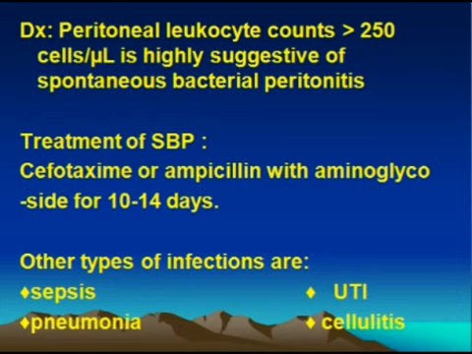Diagnosis is by doing peritoneal aspirate; a peritoneal leukocyte count of more than 250 cells per cubic millimeter is highly suggestive of spontaneous bacterial peritonitis. Treatment is by use of a third generation cephalosporin, cefotaxime, or a combination of ampicillin and aminoglycoside for 10 to 14 days. Other types of infection include sepsis, UTI, pneumonia, and cellulitis.